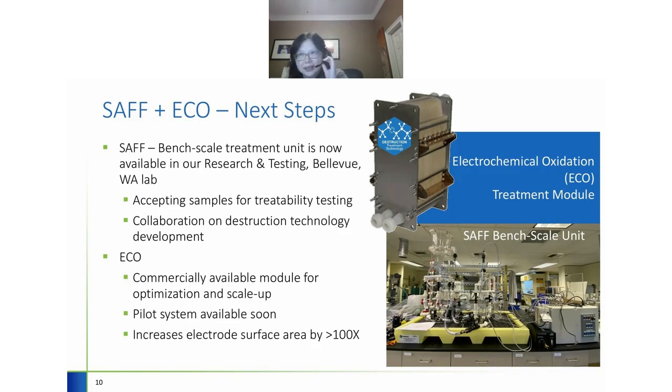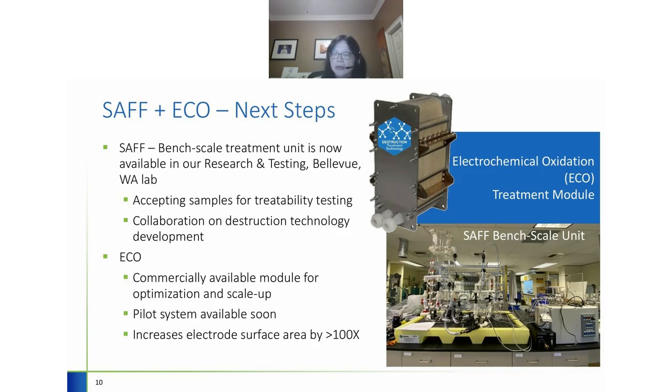As Dave and Pete mentioned, our Bellevue lab now does have the SAFF bench scale unit. That bench scale unit is not a small unit, actually. It's much larger than you typically deal with for bench scale units. It's now available. We are trying to independently evaluate the feasibility of this foam fractionation technology. At the same time, we continue to work with OPEC and the other researchers on optimizing our closed loop approach: separation, concentration, and destruction.